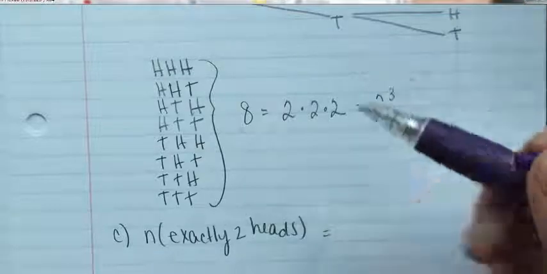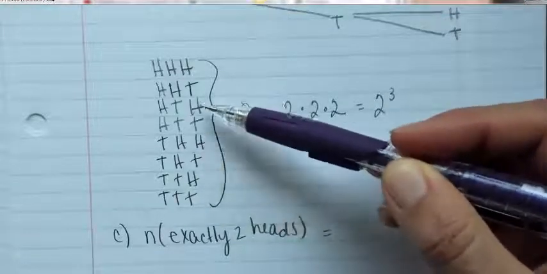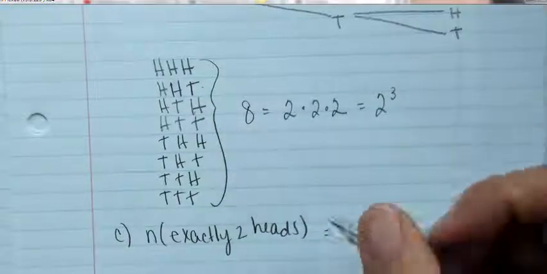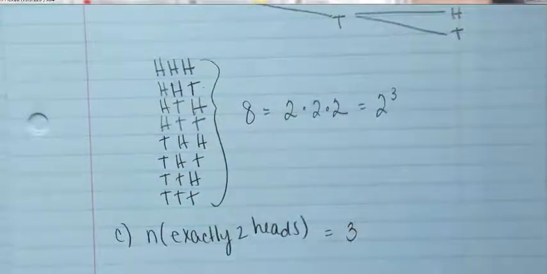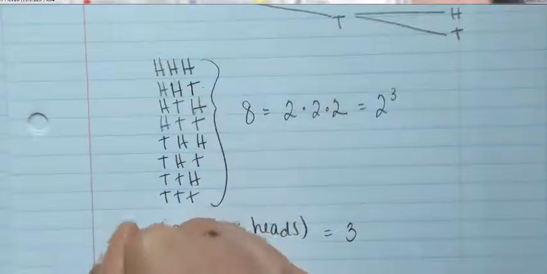Okay, and then we just go through here and say there's one, there's one, there's one. So we got 3. We're not even finding probability here. We're just finding the number of outcomes in the event. Okay, D.